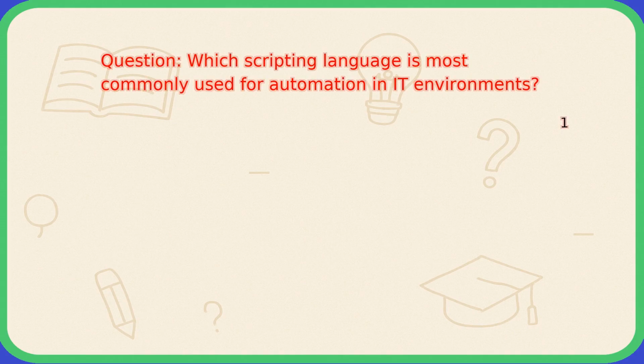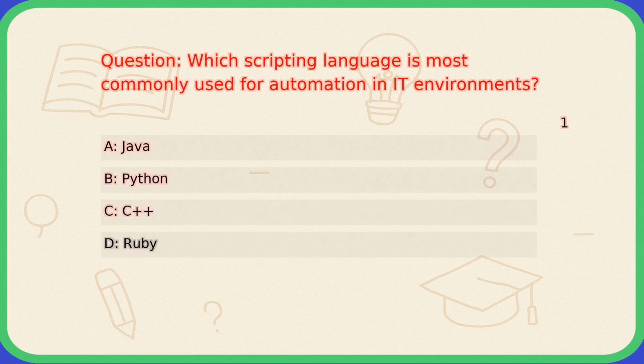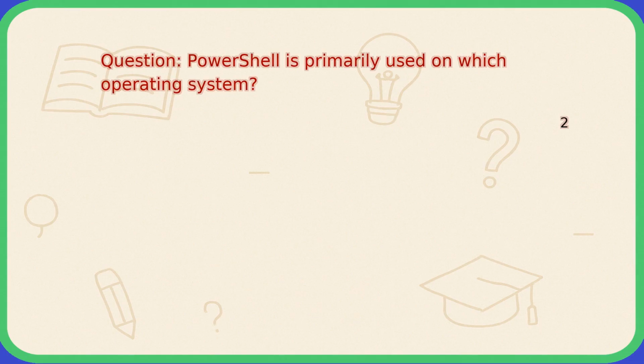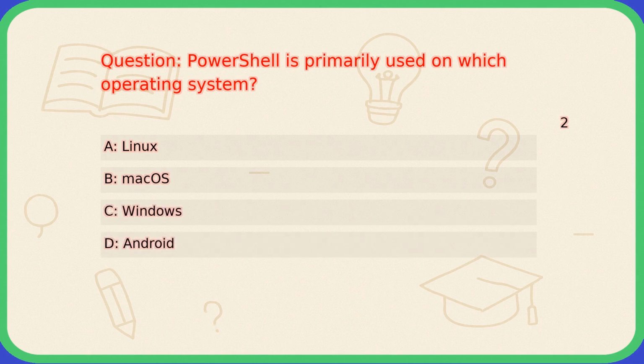Question: which scripting language is most commonly used for automation in IT environments? Answer B. Python. Question: PowerShell is primarily used on which operating system? Answer C. Windows.